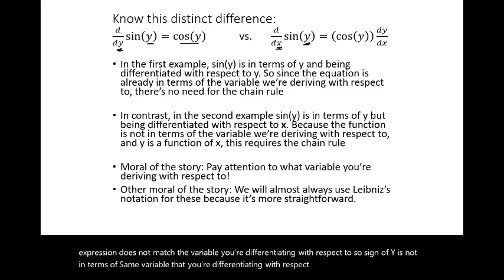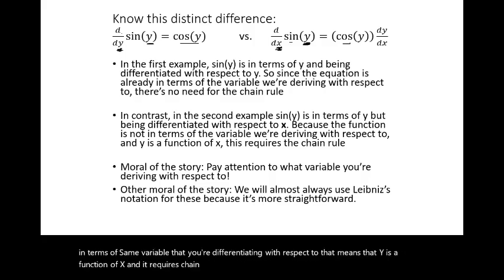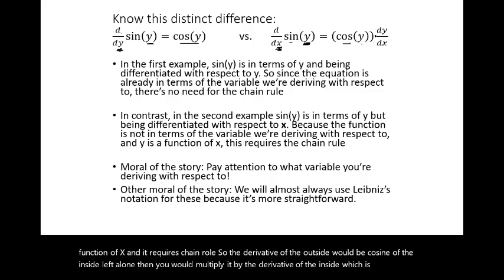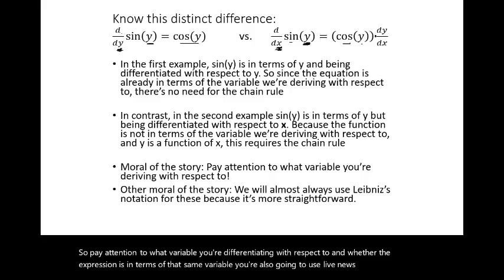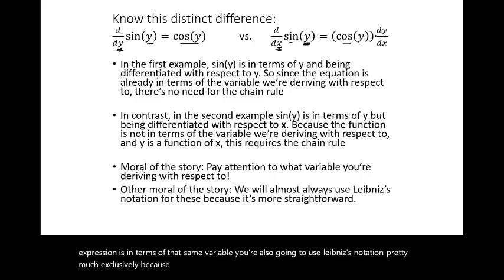That means that y is a function of x and it requires chain rule. So the derivative of the outside would be cosine of the inside left alone. Then you would multiply it by the derivative of the inside, which is dy dx. So pay attention to what variable you're differentiating with respect to and whether the expression is in terms of that same variable. You're also going to use Leibniz's notation pretty much exclusively because it will tell you when you need to use chain rule and when you don't.